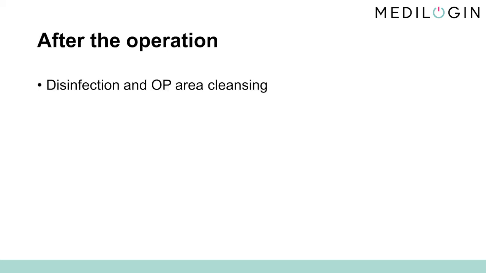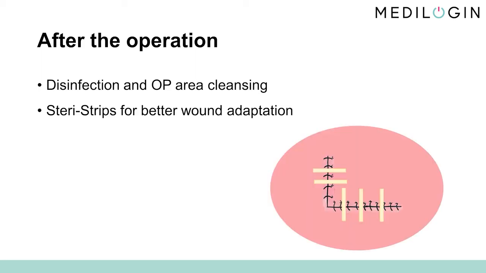After surgery is complete, disinfect and clean the surgical area. We recommend the use of steri strips, which are, by the way, called wound suture strips in German. These are placed over the wound at an angle of 90 degrees and fixed under slight tension. This improves the adaptation of the wound edges. As a rule, they remain in place until the suture is removed.